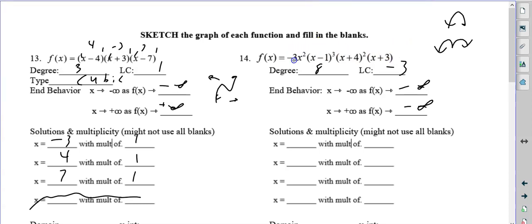What are my solutions? Well, if I set this equal to 0, I can do the work, but basically, I'm going to divide by -3 and get 0, square root 0 and get 0. So that is one solution at 0. And it is squared, so it's a multiplicity of 2. So it's a bounce at 0. Right here, if I set this equal to 0, I'm going to get 1 with a multiplicity of 3. If I set this equal to 0, I'll get -4 with a multiplicity of 2. And if I set this equal to 0, I'll get -3 with a multiplicity of 1.